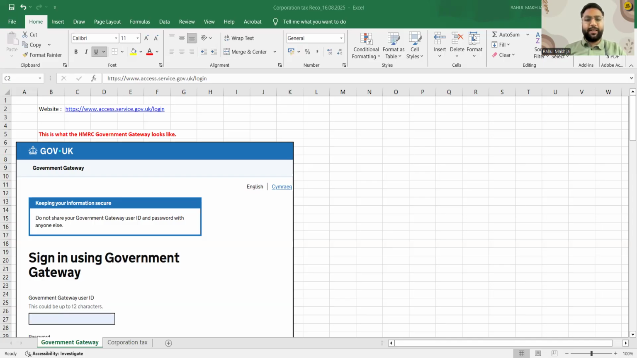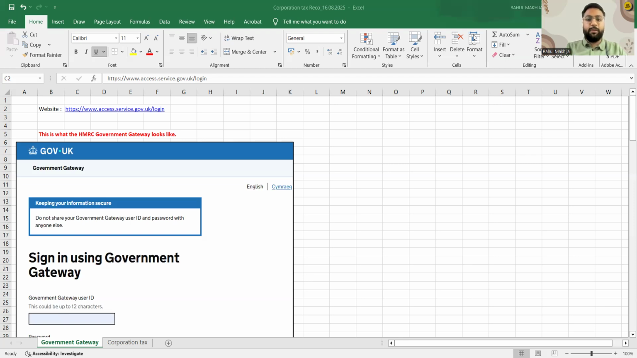Today we will be learning how to reconcile corporation tax with HMRC Gateway. So, what is HMRC Gateway? HMRC Gateway is for the agent or for the companies, from where they can look at their corporation tax liabilities, PAYE liabilities, CIS liabilities, and also self-assessment liabilities as well. And for the VAT, there is a separate login.